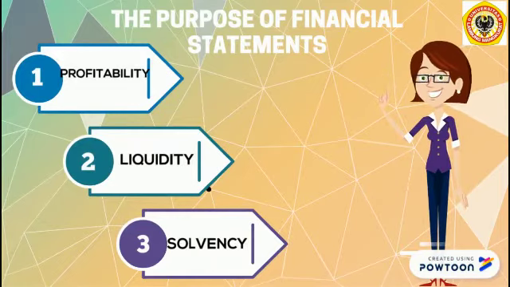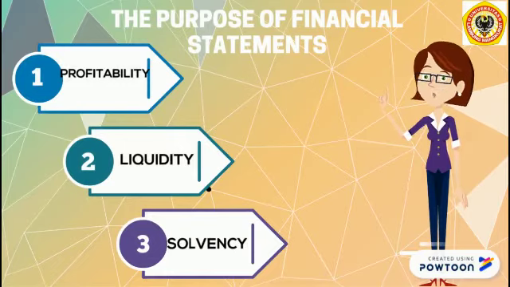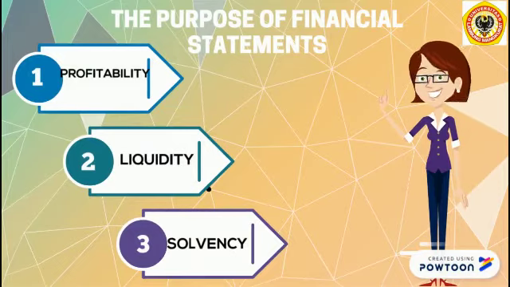1. Profitability is the ability of a business to make a profit. 2. Liquidity is the ability of a business to pay current obligations without disrupting normal operations. 3. Solvency is the ability of a business to pay all its debts if the business were liquidated or sold out.